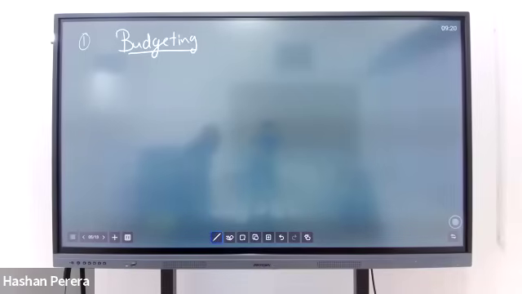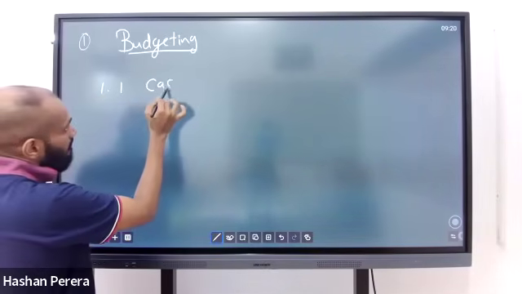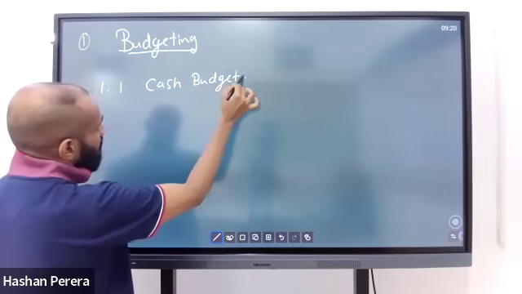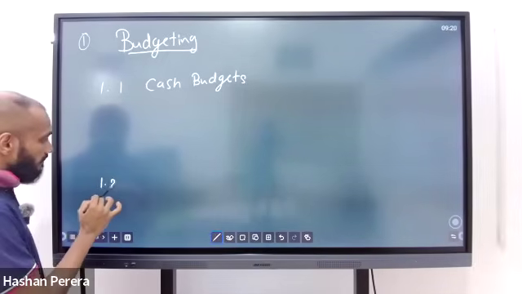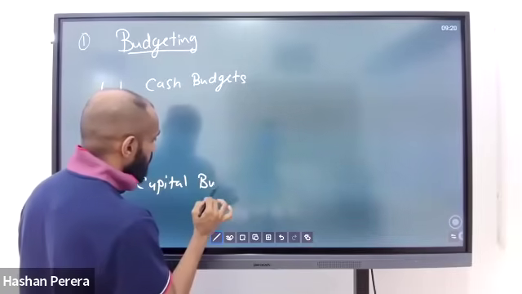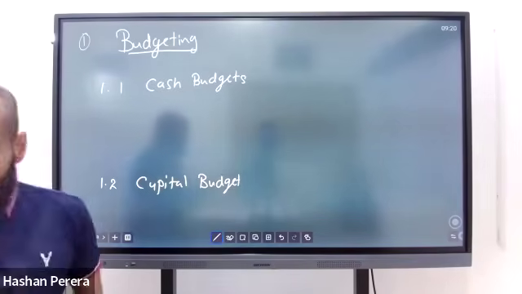Now when it comes to budgeting, there are two kinds of budgets. The first one is cash budget. The second one is capital budget. So what do you mean by cash budget and capital budget?